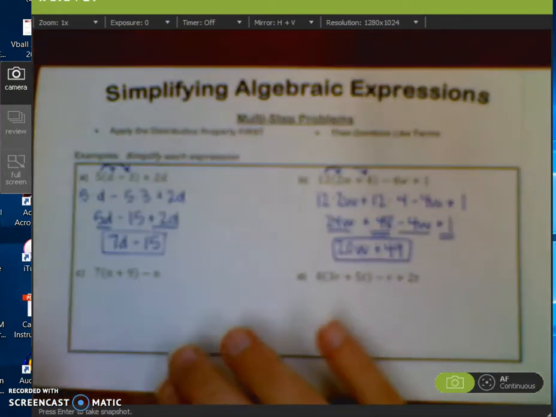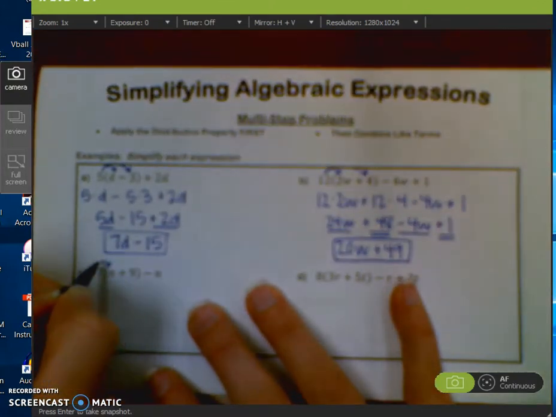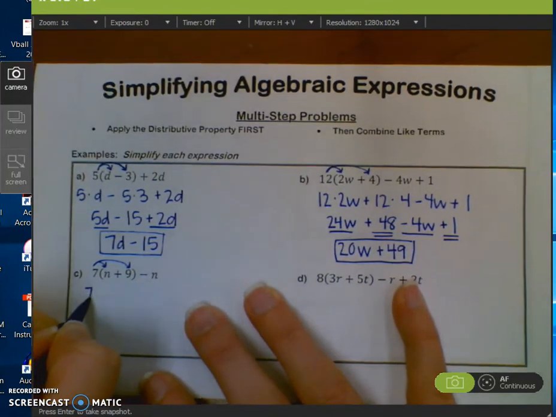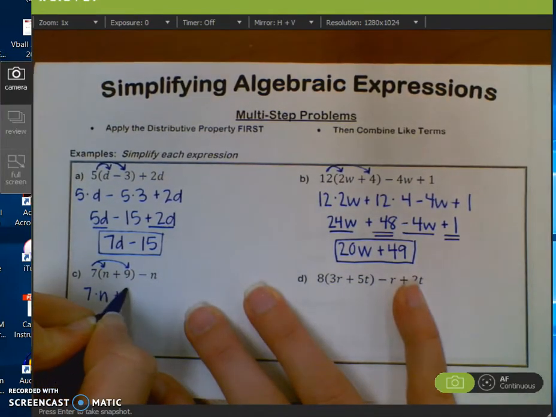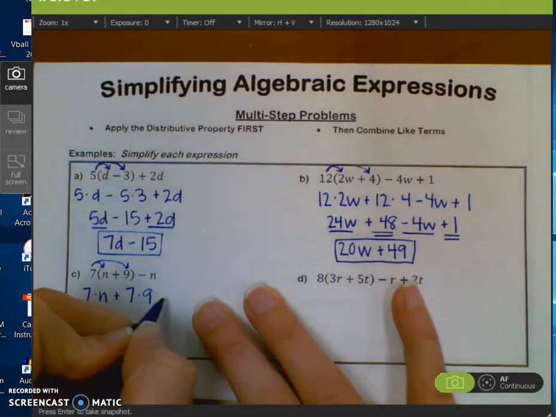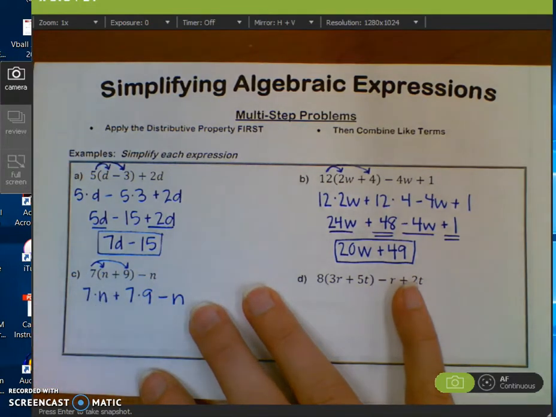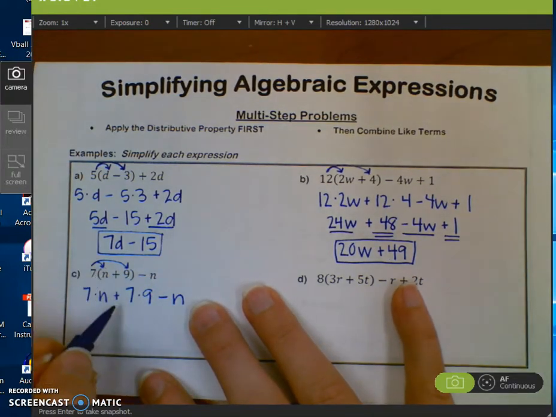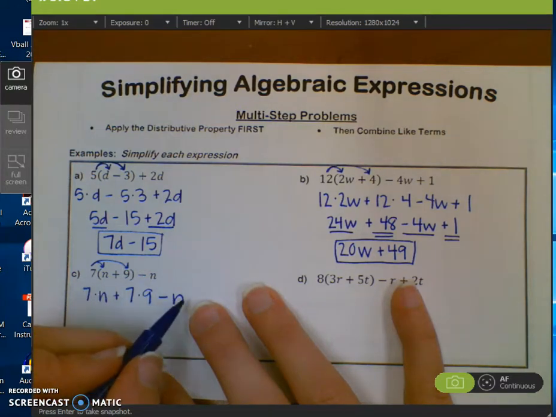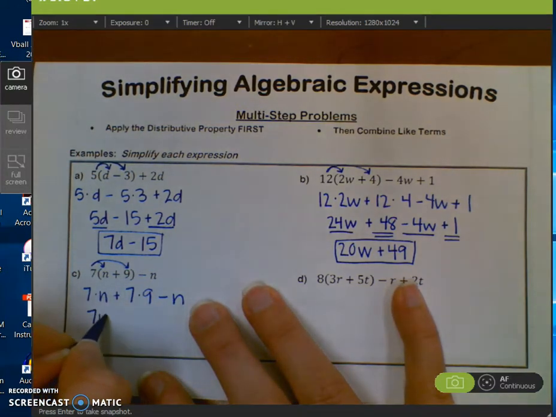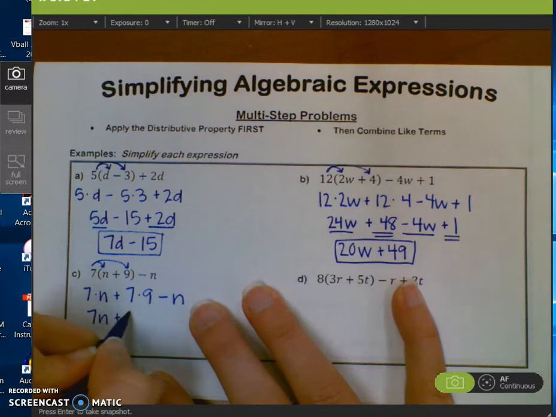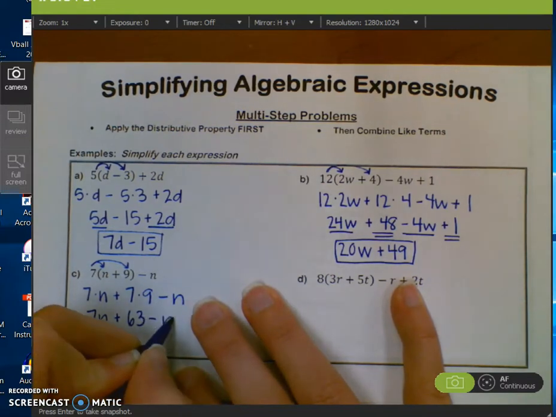Let's do one more. 7 times n plus 7 times 9 minus n. Notice I'm applying the distributive property first: 7 times n, taking the outside number and multiplying it by everything on the inside, and I'm bringing my plus sign down. So 7 times n is 7n. 7 times 9 is 63 minus n.